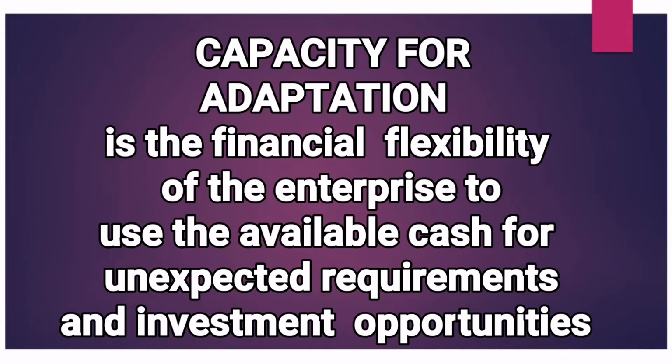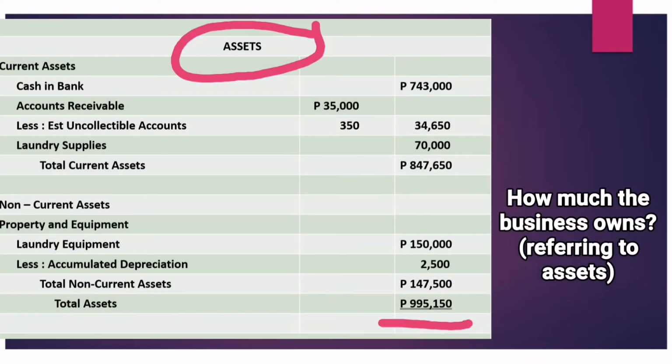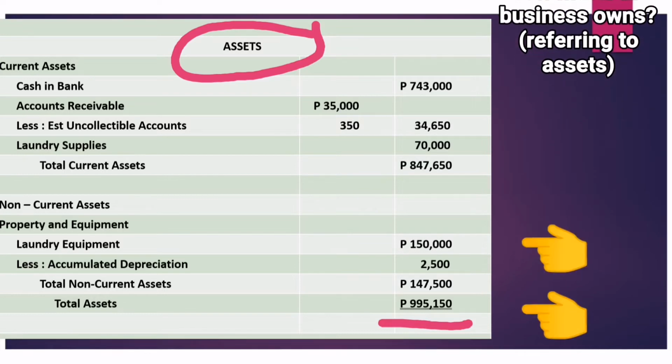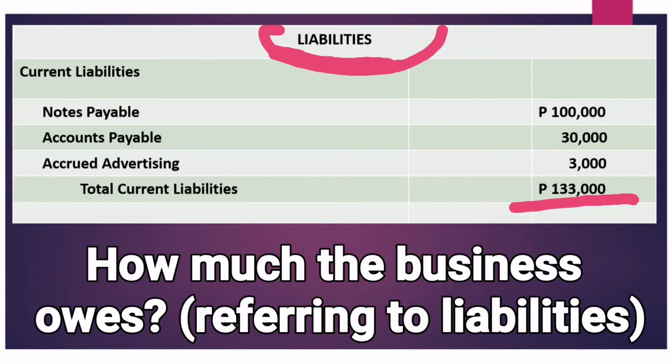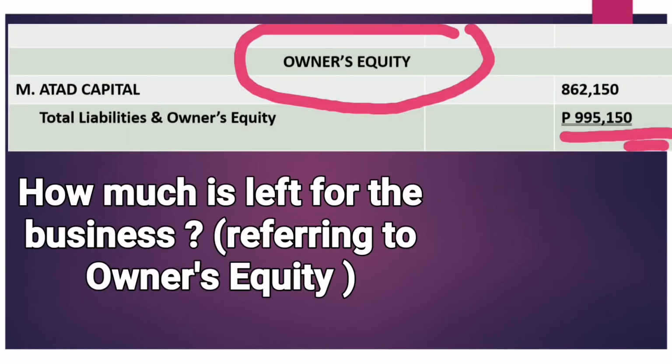Capacity for adaptation is the financial flexibility of the enterprise to use the available cash for unexpected requirements and investment opportunities. As the picture shows, the example of the balance sheet summarizes that the balance sheet answers the following questions. Number 1, how much the business owns, referring to our assets. Pangalawa, how much the business owes, which is referring to liabilities, kung magkano ang mga utang ng kumpanya. Pangatlo, how much is left for the business, which is referring to the owner's equity.